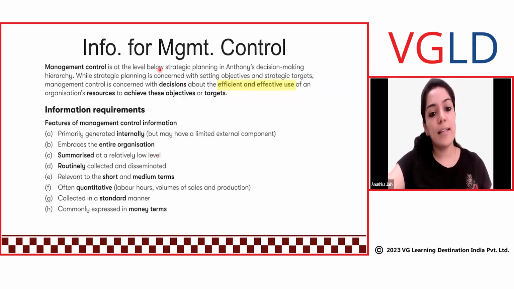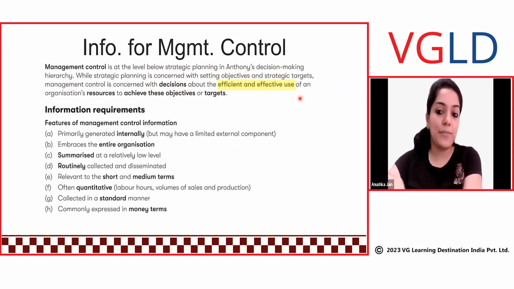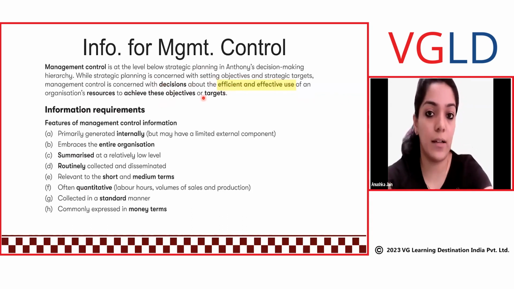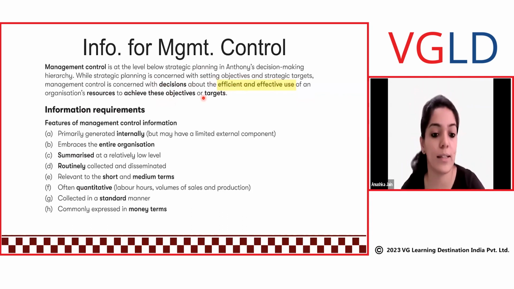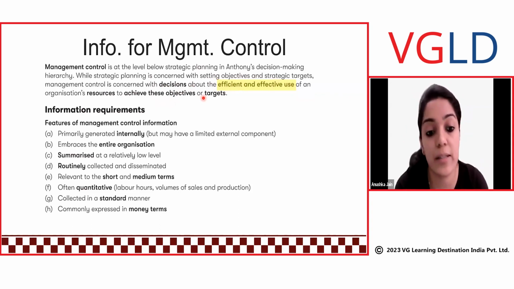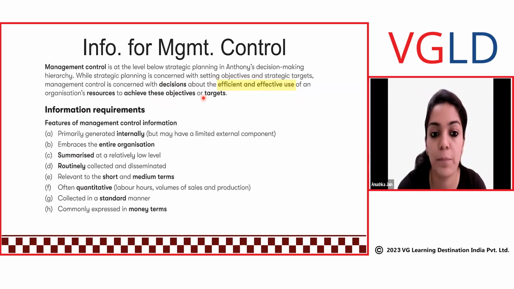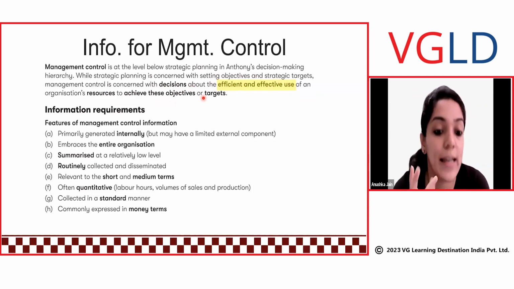So management control is at the level below strategic planning in Anthony's decision-making hierarchy. While strategic planning is concerned with setting objectives and strategic targets, management control is concerned with decisions about the efficient and effective use of the organization's resources to achieve the objectives and targets. See, objectives and targets are being set by the strategic management. You know, what the company wants to do, how it wants to penetrate the different markets, how it is going to tackle the competitor strategy. These all items are decided.